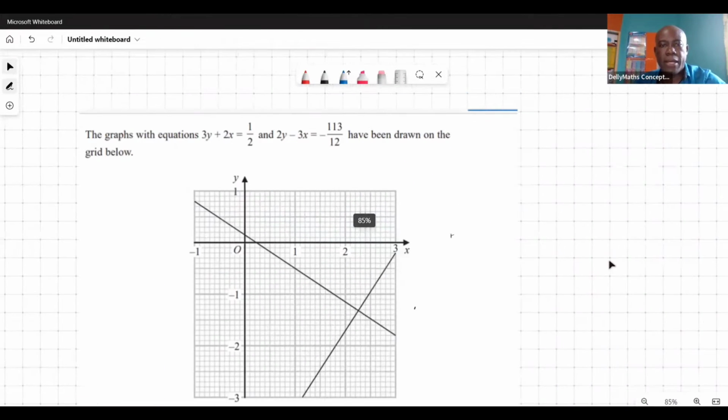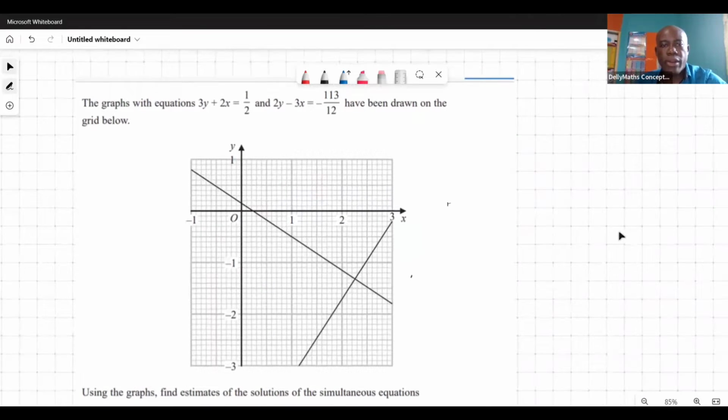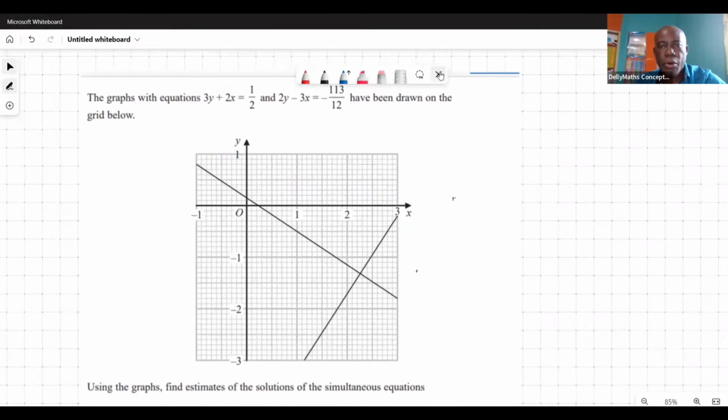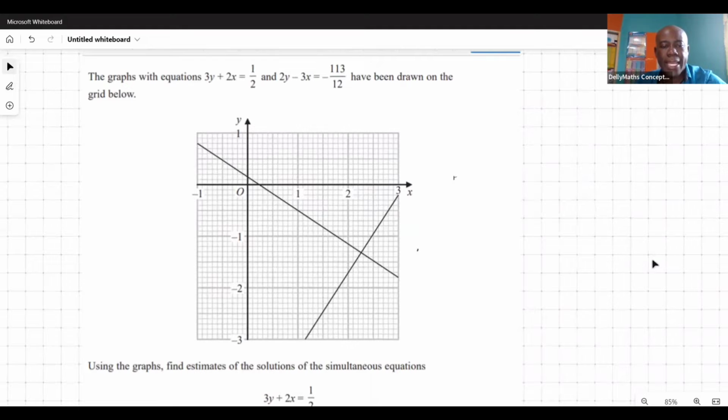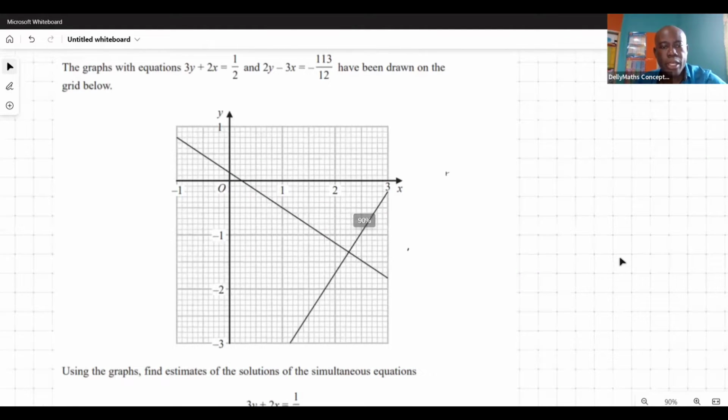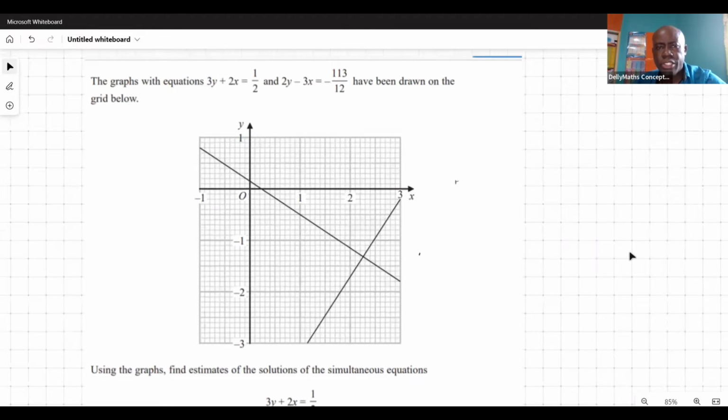All right, welcome back to Data Maths Concepts again. What we're looking at in this section is a coordinate geometry question, right? It's a coordinate geometry question that will be a system, what we call a simultaneous equation.